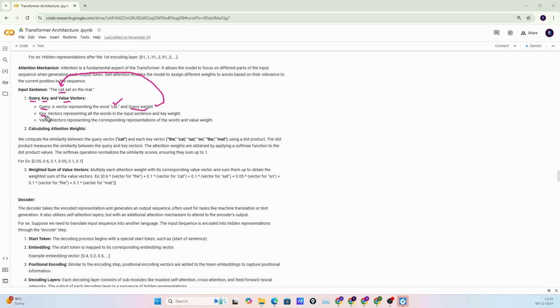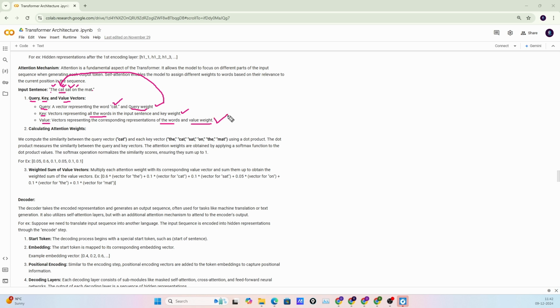Then we have the key vector. The key vector is basically the vector representation of all words, one by one: the word, cat word, sat word, each word's vector representation multiplied by the key weight. In this particular case, the sentence the cat sat on the mat has around 7 words with the dot also, so basically 7 key vectors here. Similarly for the value vector, each token's word embedding is multiplied by the value weight.